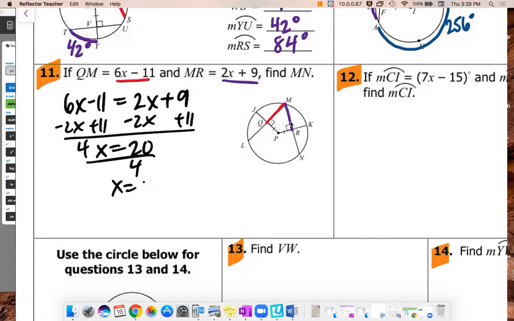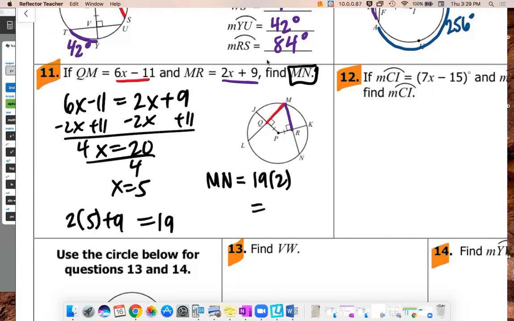So you get x is equal to 5, and then they did want you to take this and solve for MN. So you're just going to plug it in for, let's see, MN is this whole length. So I'm going to find MR and I'm going to double it. So I'm going to plug it into this equation. So 2 times 5 plus 9 is going to be 19. So then to get all of MN, you're just going to take 19 times 2, and you'll get that that length is 38. And then that's going to be your final answer for that one.